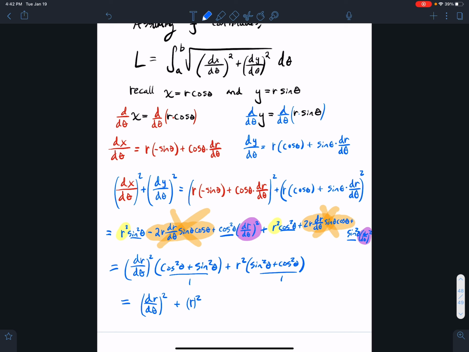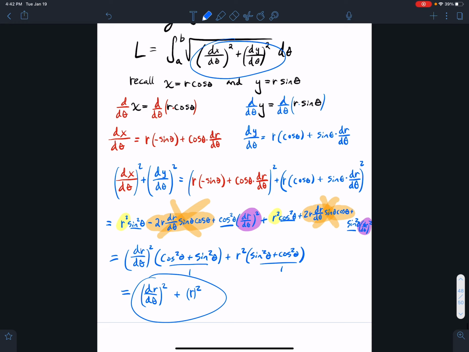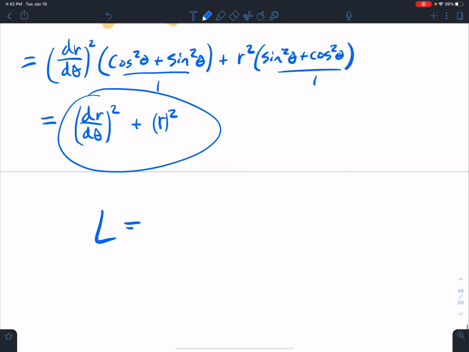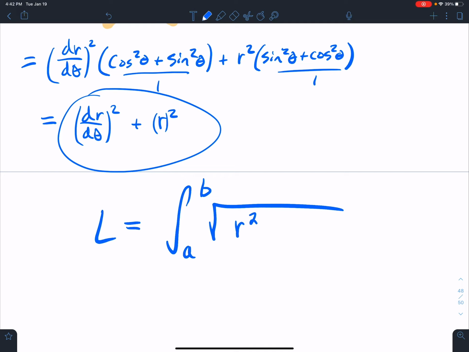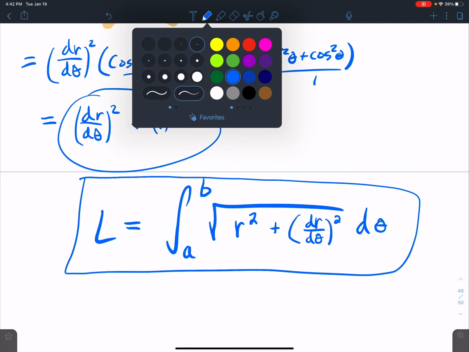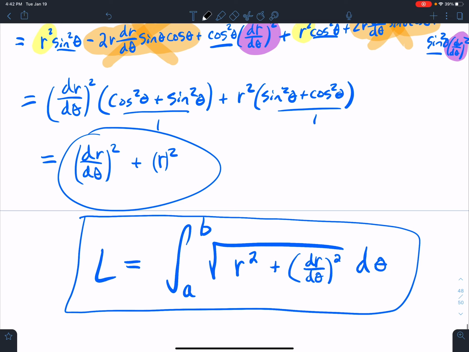So what does that tell me? That tells me that this can replace what's in there. And so my arc length is summed up. It's L equals the integral from a to b. So if you haven't understood anything up to this point, now check in, right? The square root of r squared plus (dr/d theta) squared, d theta. Okay? And so this is the formula that's going on here.